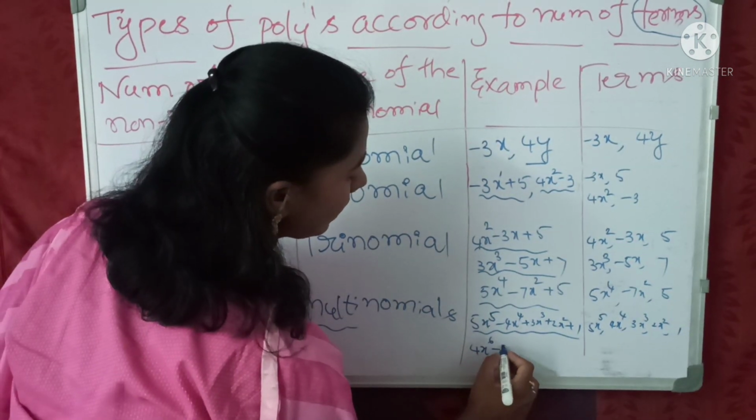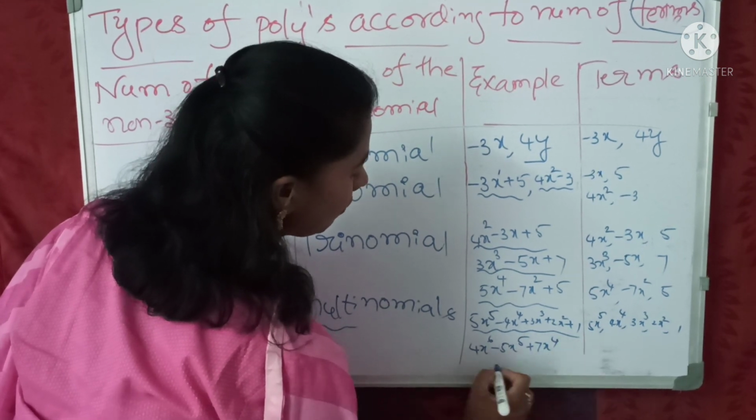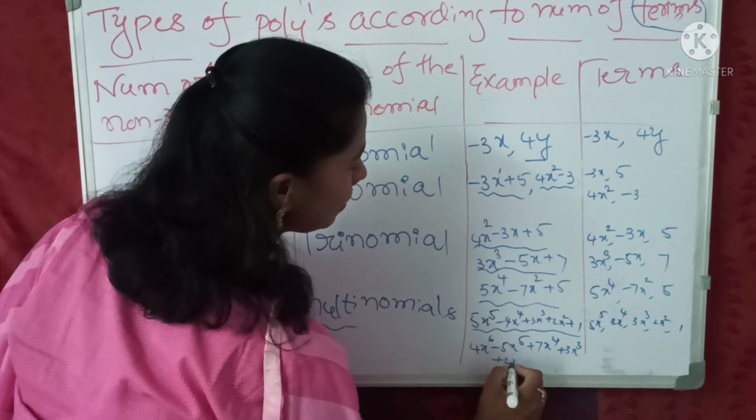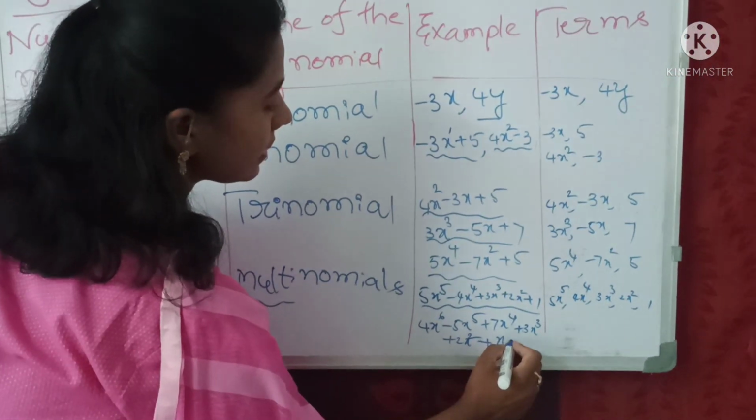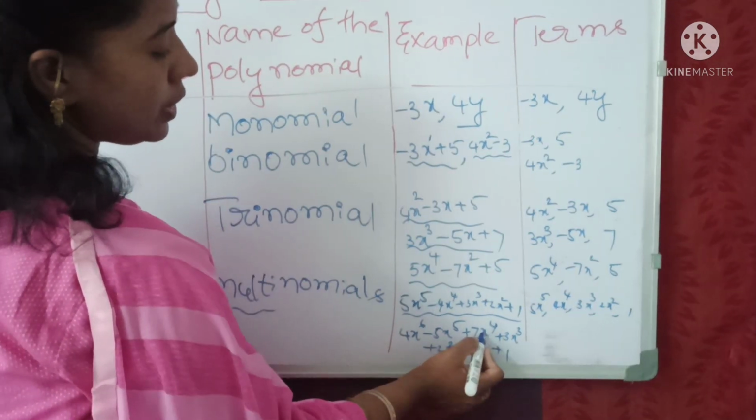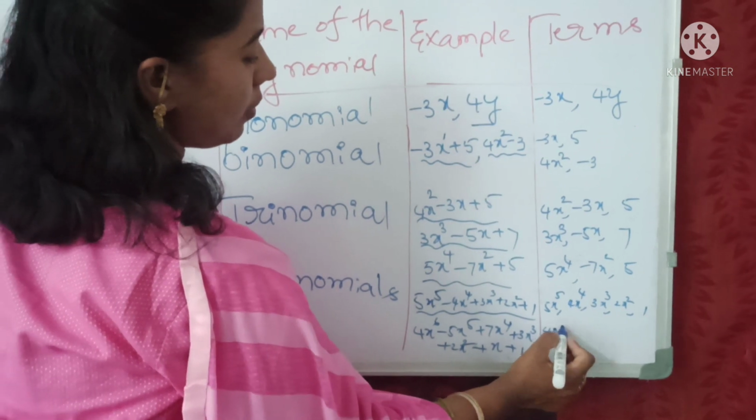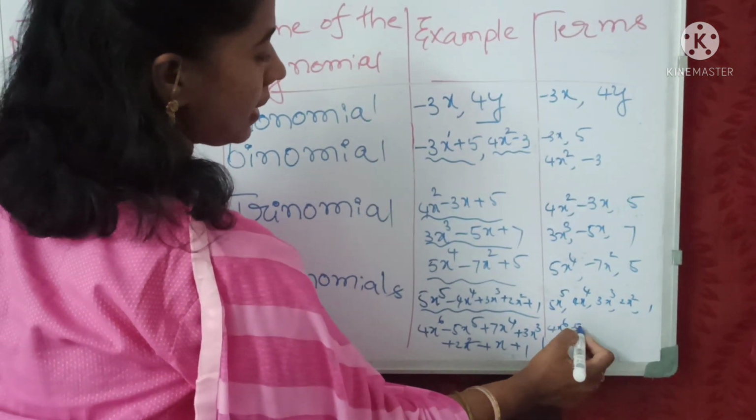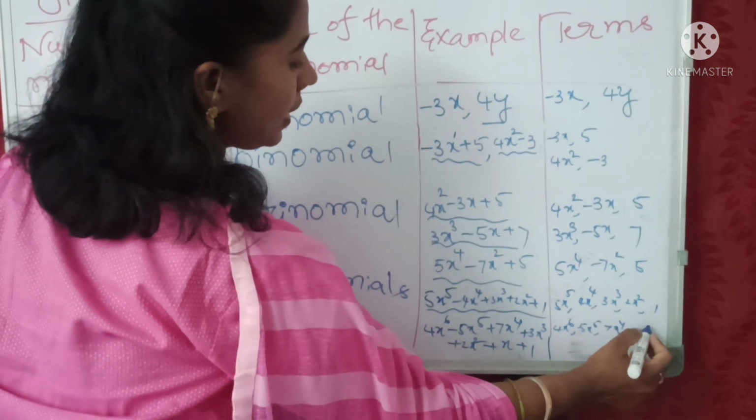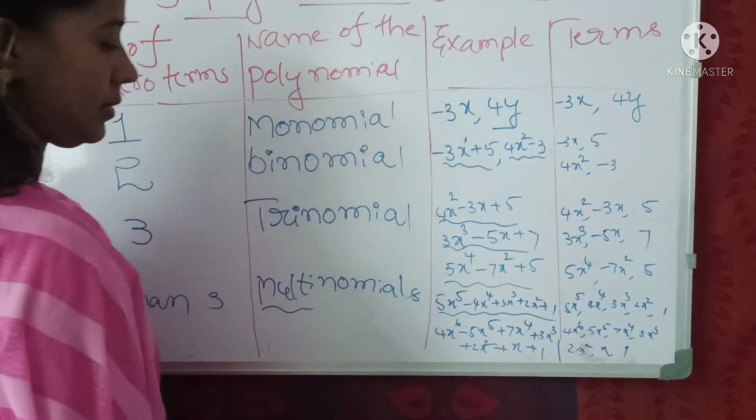4x to the power of 6 minus 5x to the power of 5 plus 7x to the power of 4 plus 3x cube plus 2x square plus x plus 1. In this multinomial, there are 1, 2, 3, 4, 5, 6, 7 terms. These are 4x to the power of 6, minus 5x to the power of 5, 7x to the power of 4, 3x cube, 2x square, x and 1.